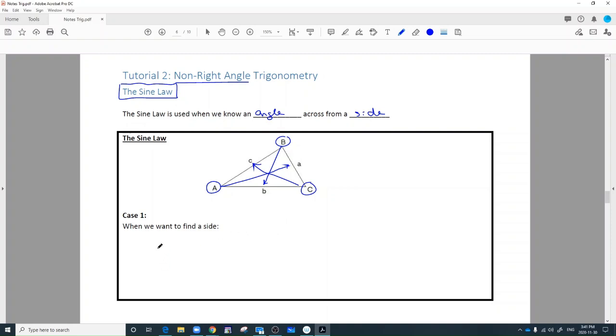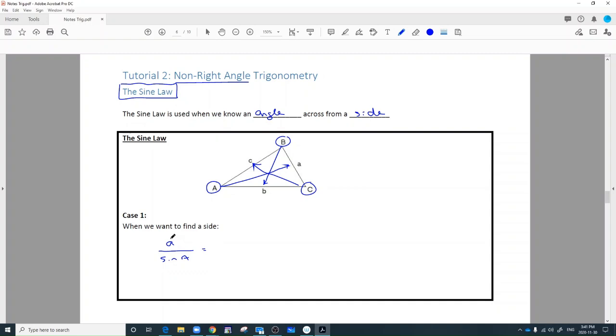So the way that we set up the sine law is that if you want to find a side, I always put my unknown on my top. So if I want to find a side, I'm going to put the unknown side on the top, and across from it, I'll have the ratio of the sine of the angle.